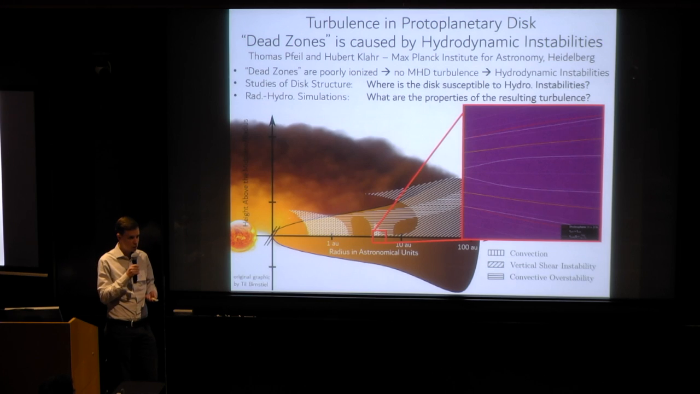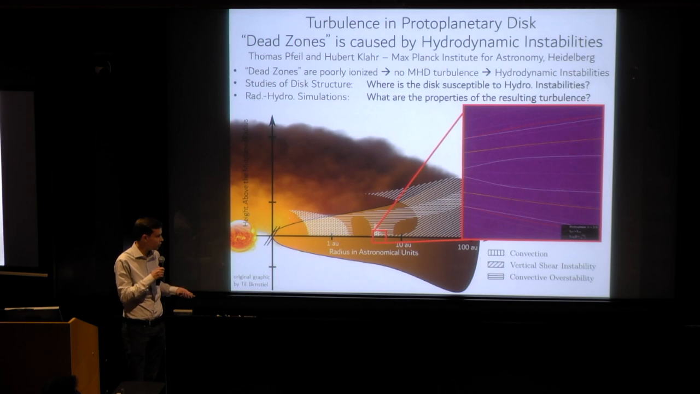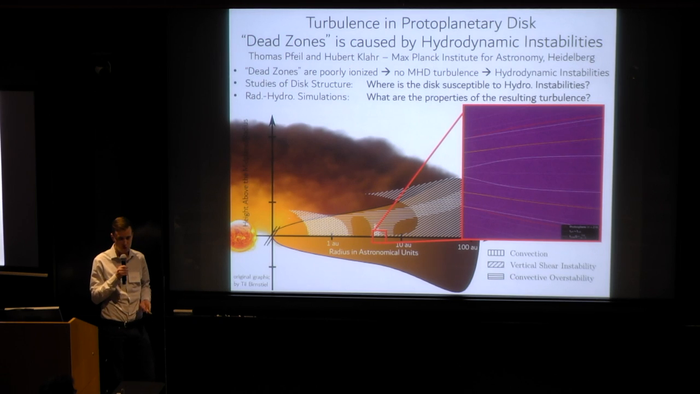From these structure calculations, we can then calculate the maps that you can see here. So we plot here where certain instabilities can exist in this disk. So we're, for example, looking at convective instabilities or shear-driven instabilities. And as you can see, most of these disks are, in fact, susceptible to these instabilities, which then leads to turbulence. And the second part of the work then focuses on the study of the resulting turbulence itself.